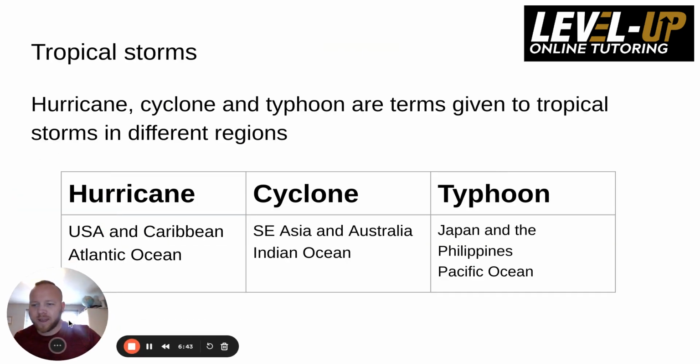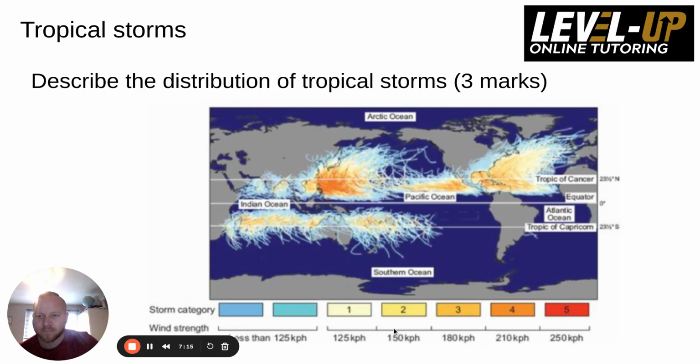Tropical storms are called different things depending on where you are in the world. So a hurricane is what we would call it in England because they're formed in the Atlantic, which is our closest ocean, and generally they affect the USA and the Caribbean. If you are in Southeast Asia, like Thailand or Vietnam, or in Australia, and they're formed in the Indian Ocean, it's going to be called a cyclone. If you're in Australia, they like to call them willy willies, which is great. And if you're in the Pacific Ocean and places like the Philippines and Japan, you're going to get a typhoon. And these are big. These can be really, really powerful, which we'll look at a bit later.